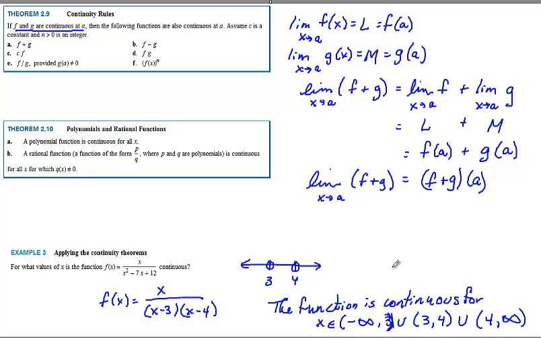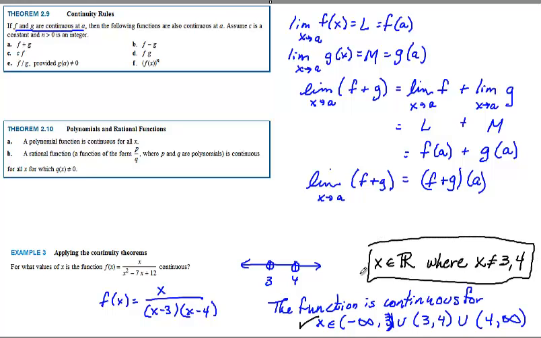If I wanted to write this in a different notation, I could have written it as such. This is my interval notation. I could also write it as x is an element of the reals, meaning any real number where x is not equal to 3 or 4. Either way to write that, either like this or in this interval notation, is considered correct. Make sure you know that that's a round bracket.